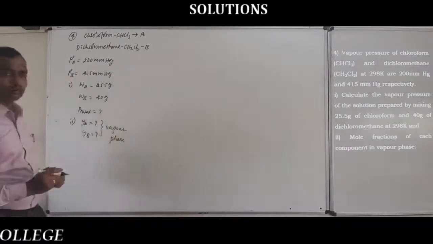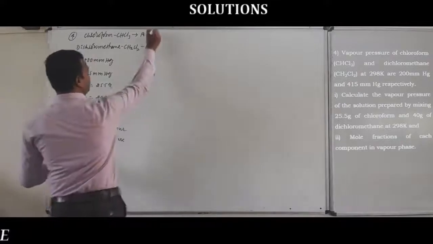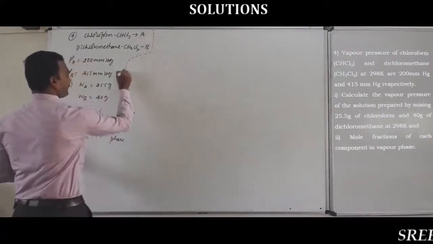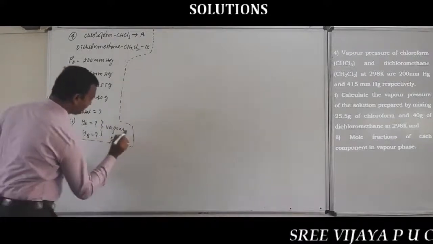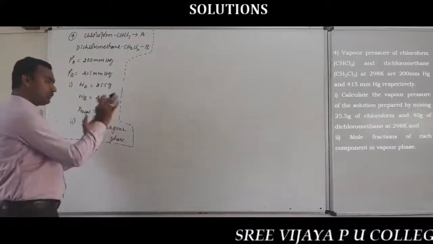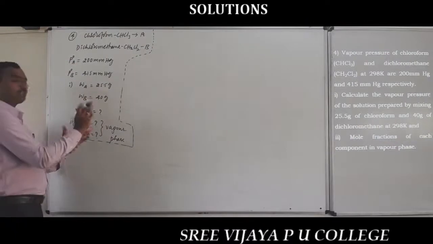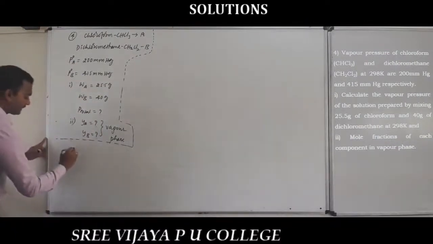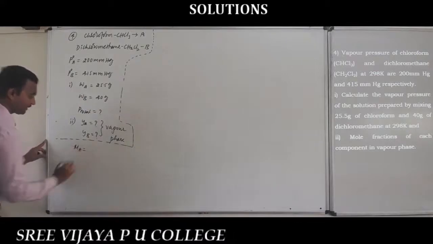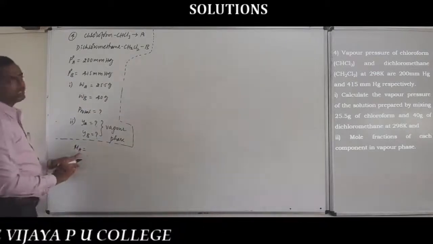First you have to calculate P total. To calculate P total, we apply Dalton's law. But before applying Dalton's law, we must find the mole fractions. Before the mole fractions, we need to calculate the number of moles, so the molar masses of A and B must be known. So first let us find the molar mass of A. Component A is chloroform.